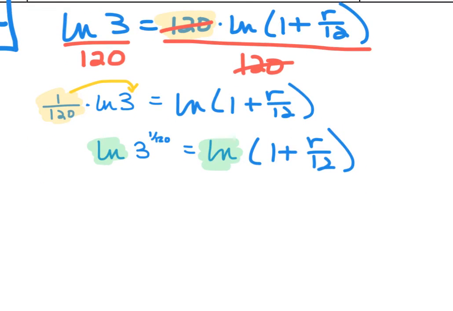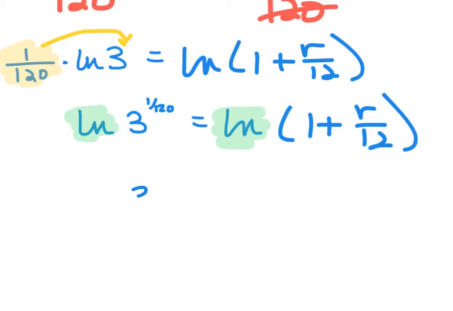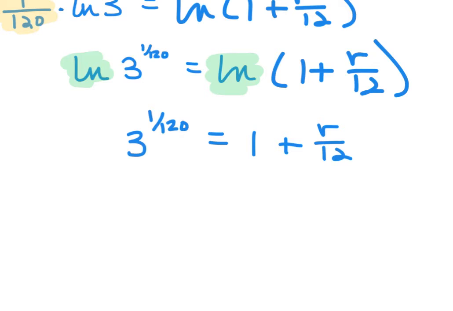It's still ugly. This problem is just going to be ugly. But now I have here 3 to the power 1 over 120 equals 1 plus r over 12. Now, I'm going to do all my number manipulation first, and then I'll type everything into Desmos or the graphing calculator. So I'm going to subtract 1 from both sides. So 3 with this big ugly exponent here, minus 1 equals r over 12.